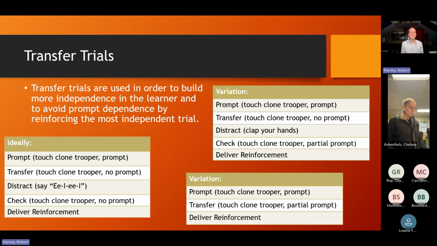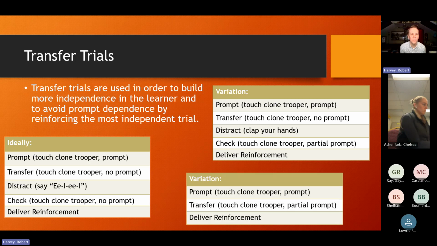All right. So transfer trials are how we teach things, right? This is how we build independence in responding. So ideally, we're using the box on the left. And this should be pretty reviewish for most of you, but it's always good to have that put back in your beautiful brains. So ideally, we're starting with the prompt. So we say touch clone trooper, and we're delivering the prompt. Okay, so I say touch clone trooper, and I point at the clone trooper, or I put the clone trooper closer to them, or I hand over hand guide their hand to the clone trooper, but I'm giving a full prompt.